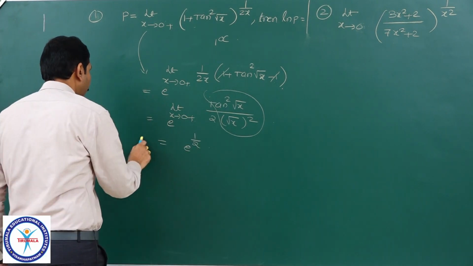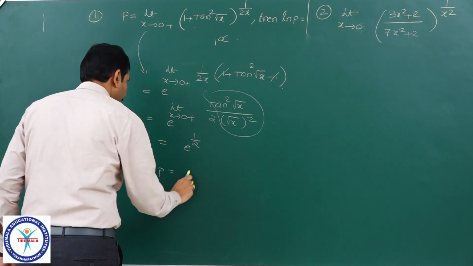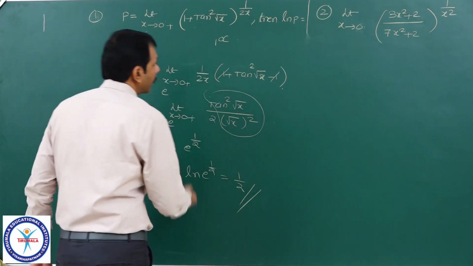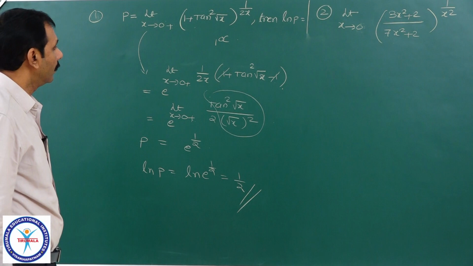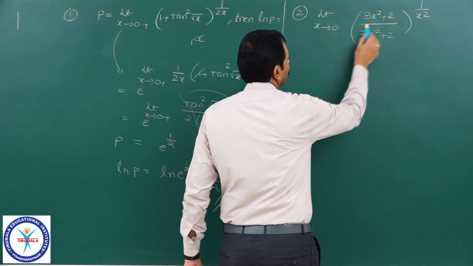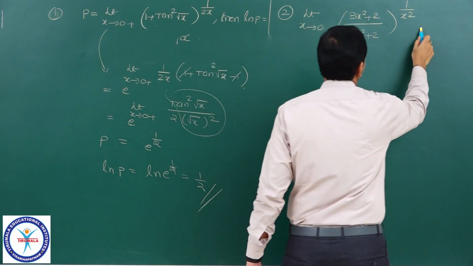What is it? It is P. I want ln p. Therefore, ln p is equal to ln of e power 1 by 2, which is equal to 1 by 2, is the answer. Next, coming to second one. As x tends to 0, 2 by 2, 1. 1 power 1 by 0 means it is of the form 1 power infinity again.